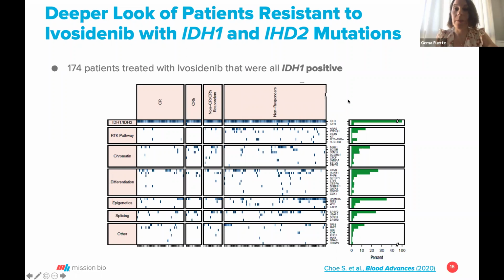As I said, this is bulk sequencing data, but now after they have all the information about the 174 patients, they selected some to do single cell analysis. Which patients did they select? They selected the patients that have IDH1 and IDH2 together. Why? Because they also have a drug against IDH2.